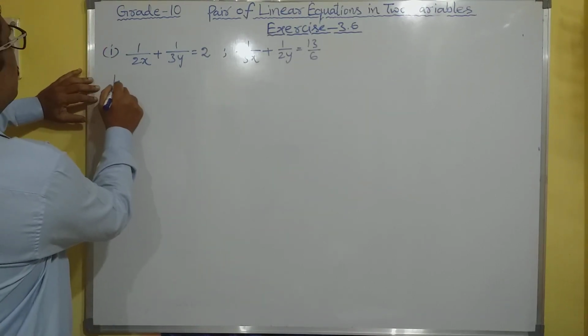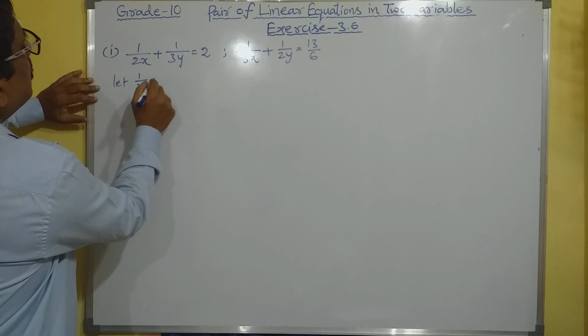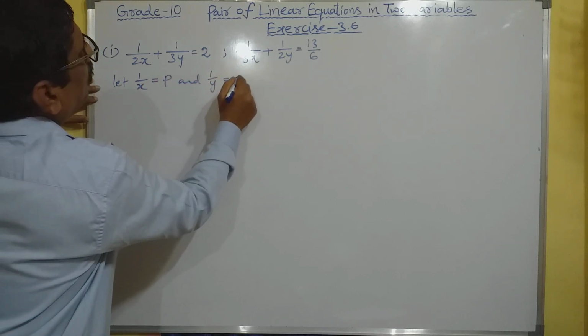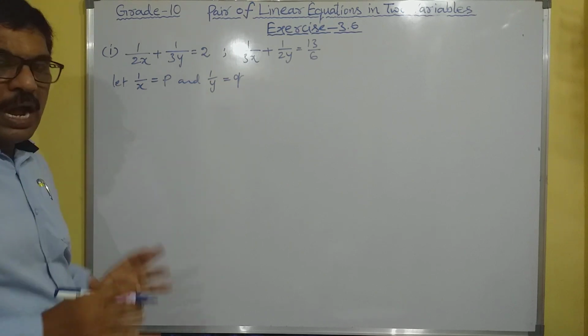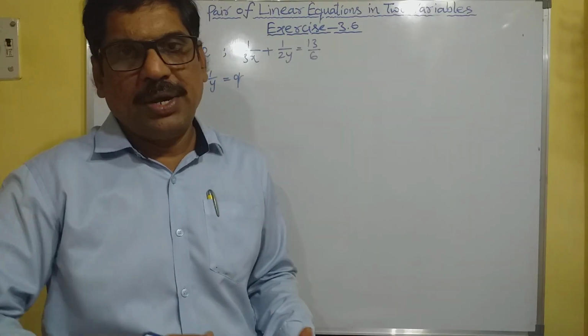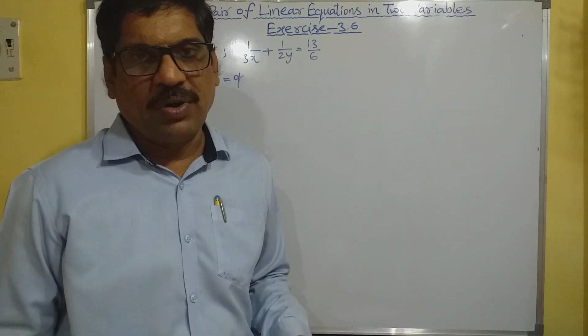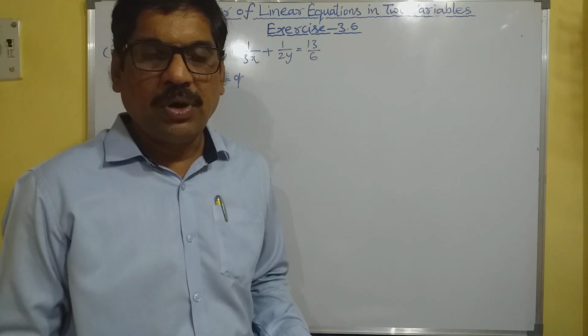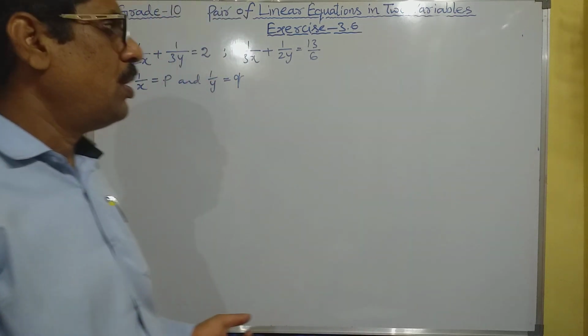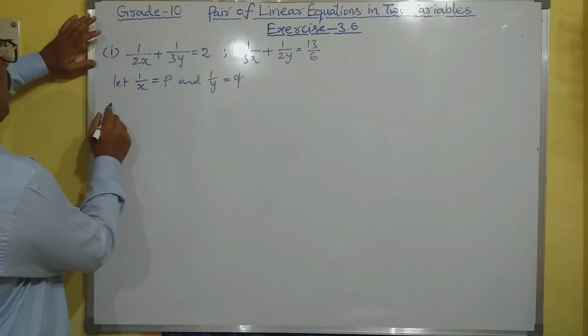Let 1 by x is equal to p and 1 by y is equal to q. I have taken 1 by x and 1 by y as p and q. You can take any other letters if you want, L and m, otherwise m and n, a and b. You can take any, no problem. Okay, then what will happen?